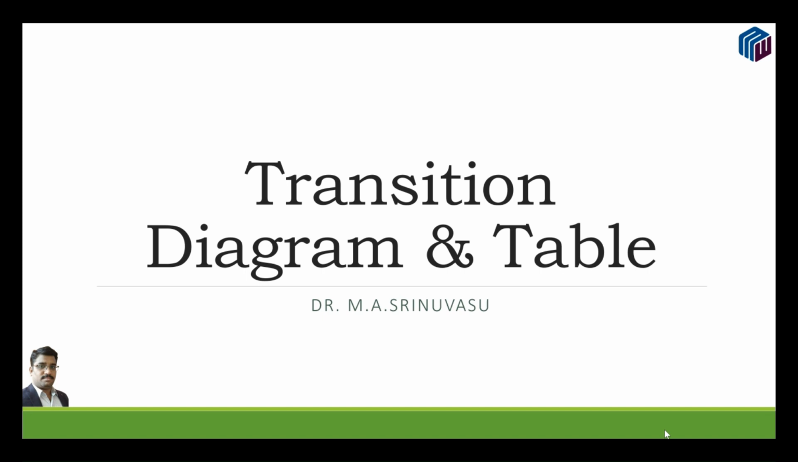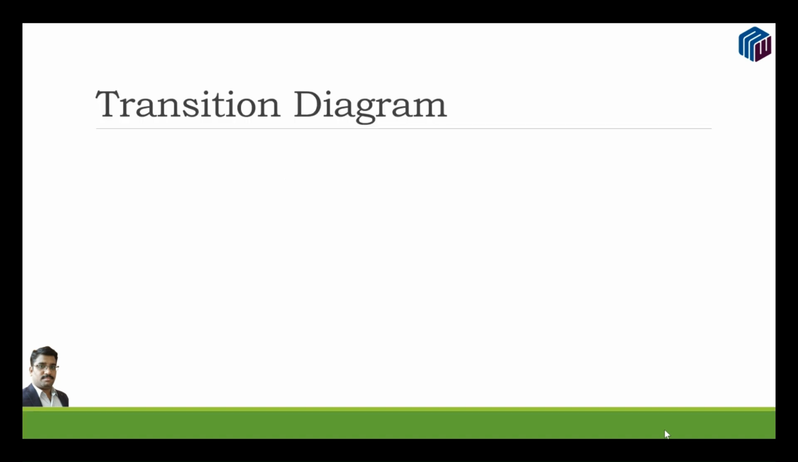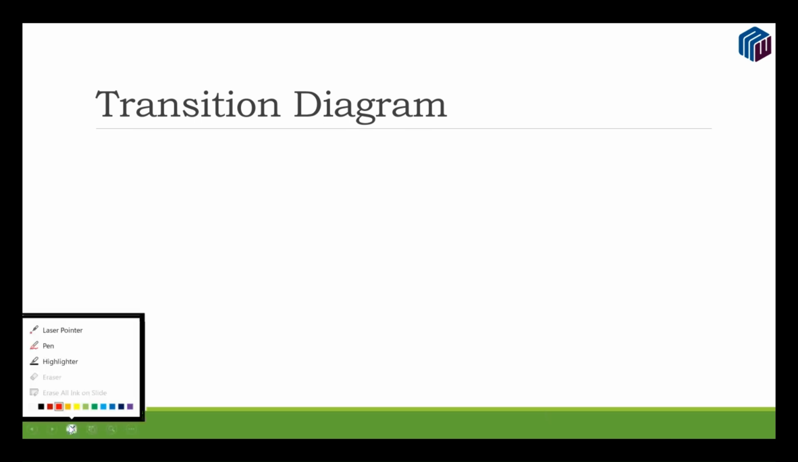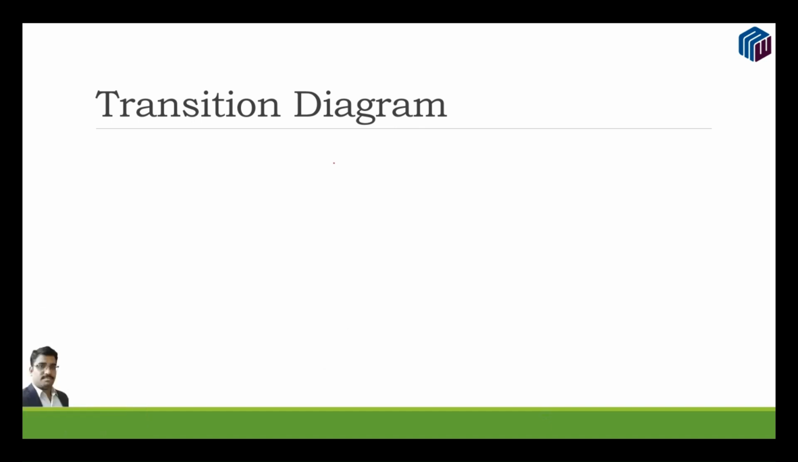In the previous sections, we have seen finite automata, DFA, and NDFA. Now we'll see transition diagrams and transition tables. What is meant by a transition diagram? A transition diagram or state diagram is a directed graph. Why are we saying that it is a directed graph? Because we have directions from one state to another state.